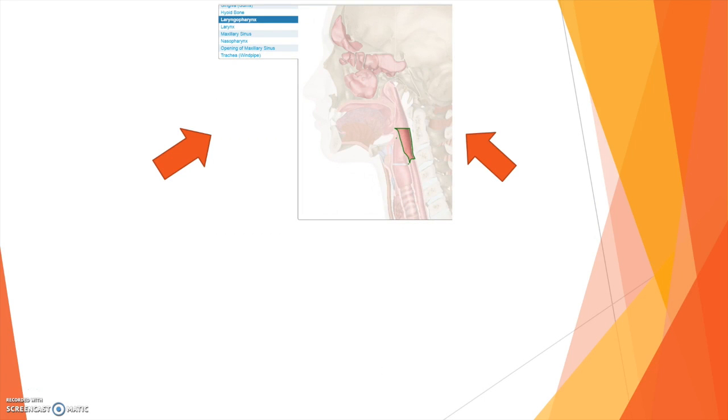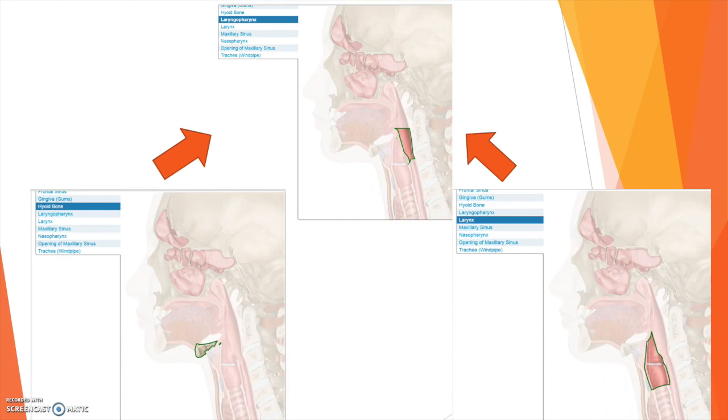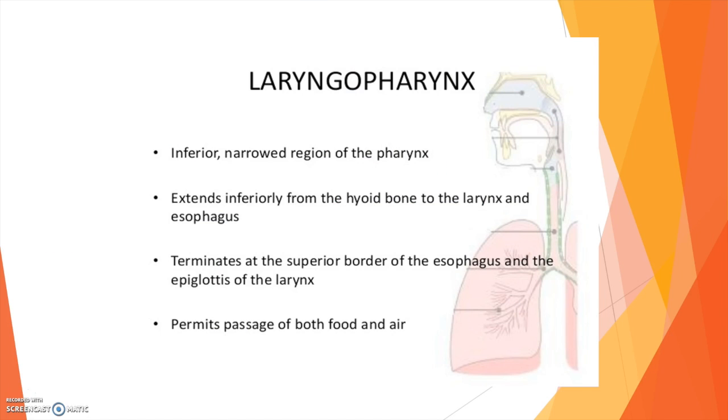Hey guys, now let us move to the next part, which is the laryngopharynx. Laryngopharynx can be found between the hyoid bone and the larynx and the esophagus. It is a part of the pharynx. Laryngopharynx is an inferior narrowed region of the pharynx. It extends inferiorly from the hyoid bone to the larynx and esophagus, just like what I said just now. It terminates at the superior border of the esophagus and the epiglottis of the larynx. It permits passage of both food and air.